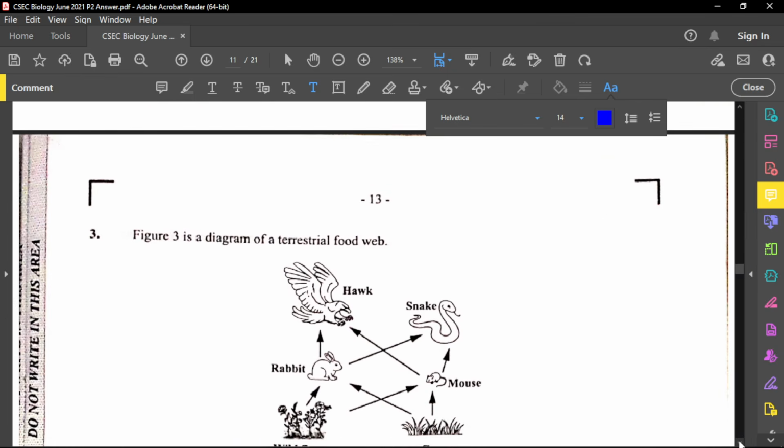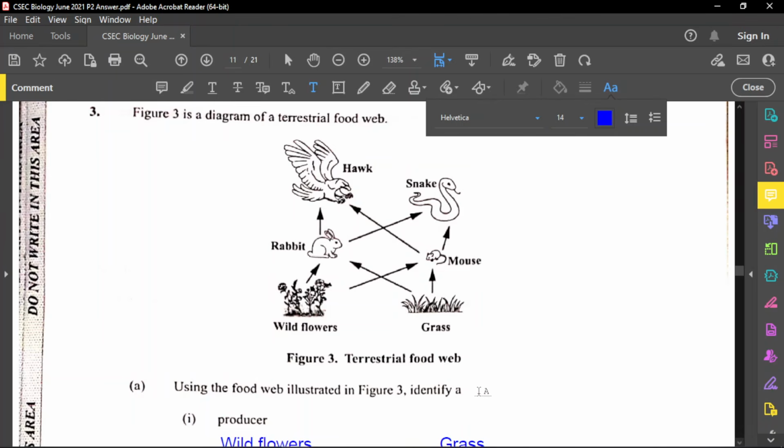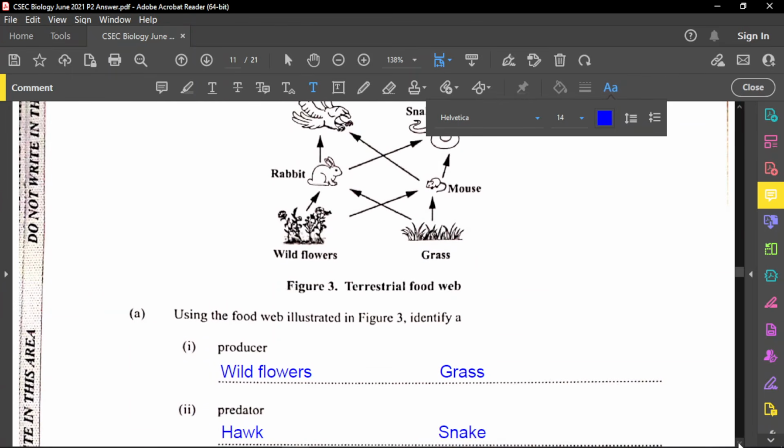All right. Now number 3, figure 3 is a diagram of a terrestrial food chain. Here we have a terrestrial food chain, and we notice we have a wildflower, grass, mouse, rabbit, auk, snake, and you can see the transfer of energy or the flow of food. Part A is, using the food web illustrated in figure 3, identify one producer. We have 2 producers here: the wildflower and the grass. So we have 2 options there, and any of those will be correct.